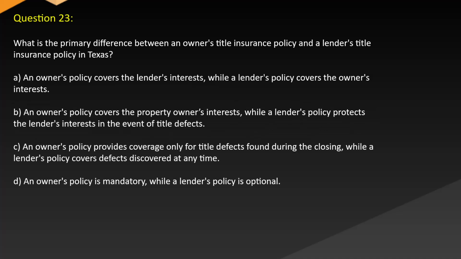Question 23. What is the primary difference between an owner's title insurance policy and a lender's title insurance policy in Texas? A. An owner's policy covers the lender's interests, while a lender's policy covers the owner's interests. B. An owner's policy covers the property owner's interests, while a lender's policy protects the lender's interests in the event of title defects. C. An owner's policy provides coverage only for title defects found during the closing, while a lender's policy covers defects discovered at any time. D. An owner's policy is mandatory, while a lender's policy is optional.